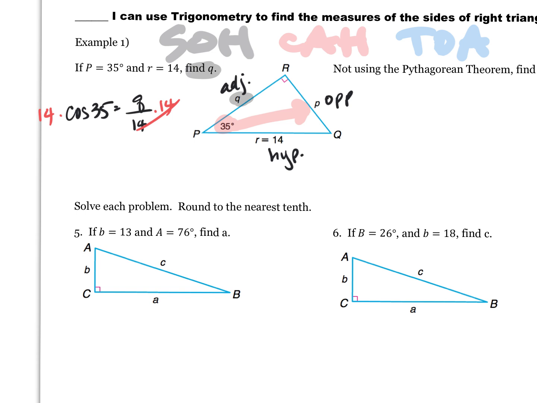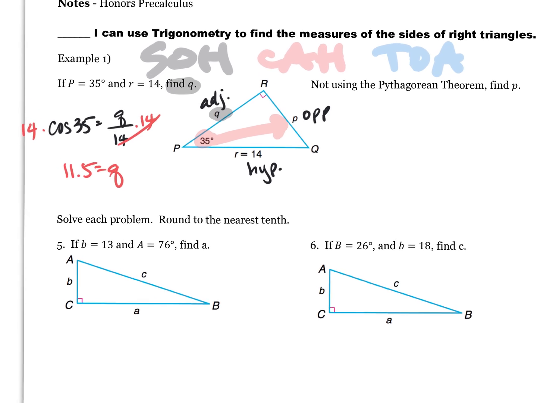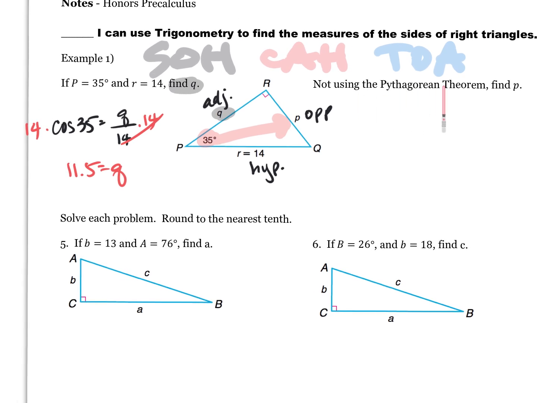Guys, what do we get when we do 14 cosine of 35? 14 cosine 35, boom, 11 point. Let's just go 11.5. Does that sound good? That's my Q. Now, I did say not using the Pythagorean theorem. We could go use the Pythagorean theorem, but I just wanted us to practice this SOHCAHTOA a little bit more.